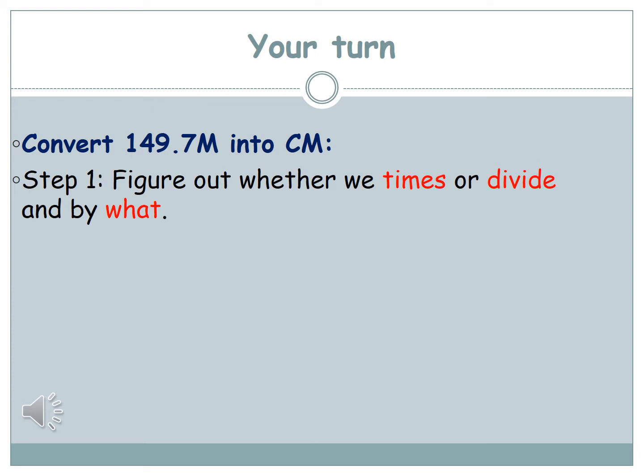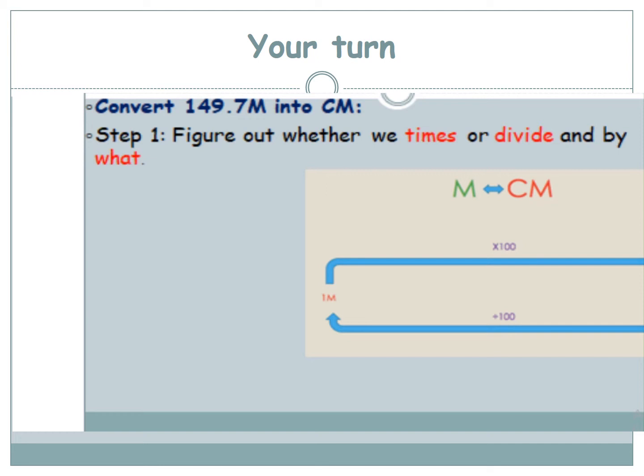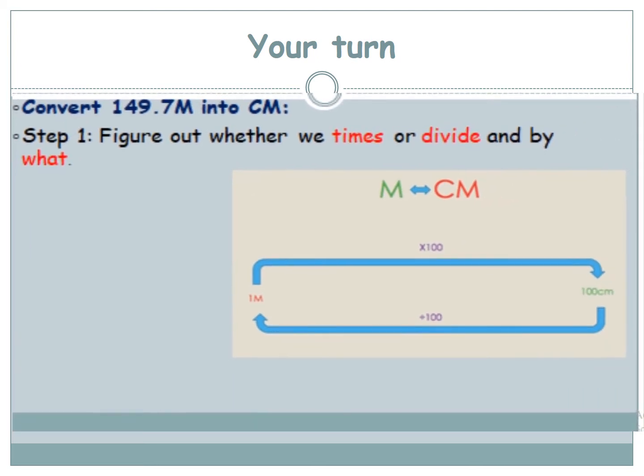Have a go at this one. 149.7 metres into centimetres. Think carefully about your calculation. Okay, so 149.7 meters into centimeters. We already know that there are 100 centimeters equals 1 meter.